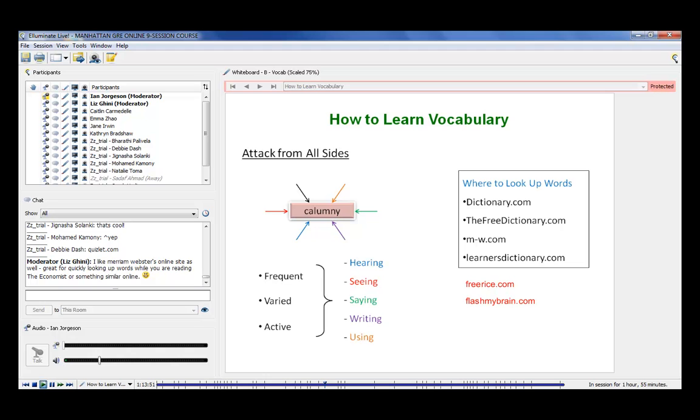But let's go ahead and take a 5-minute break. I'm going to step away from the computer myself, and then when we come back, we'll dive in and do some vocab questions.